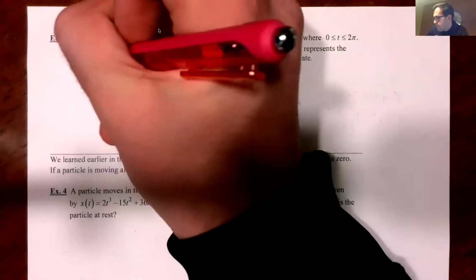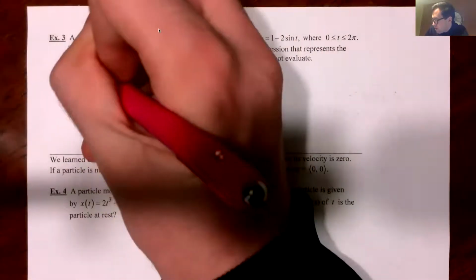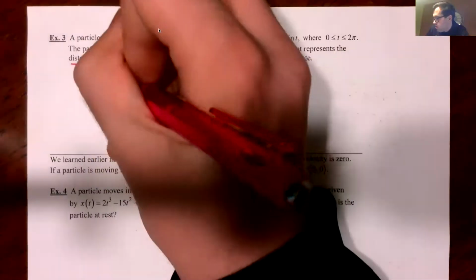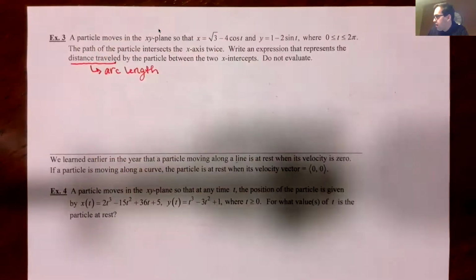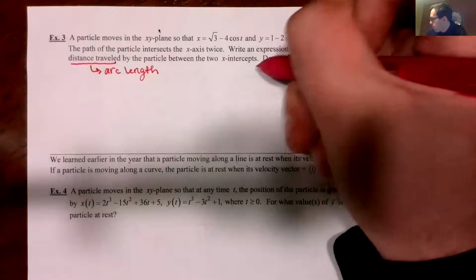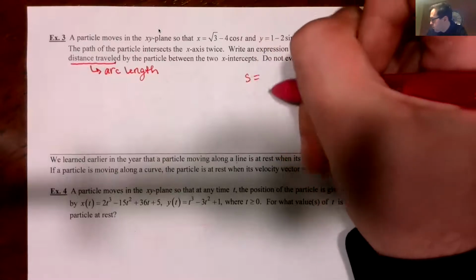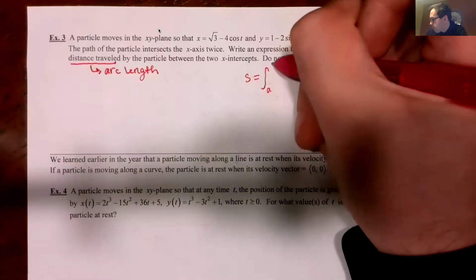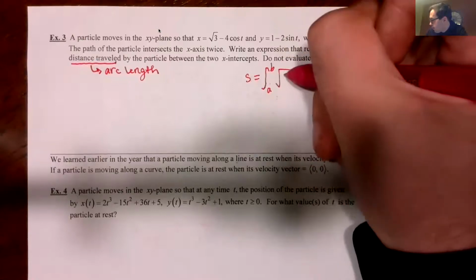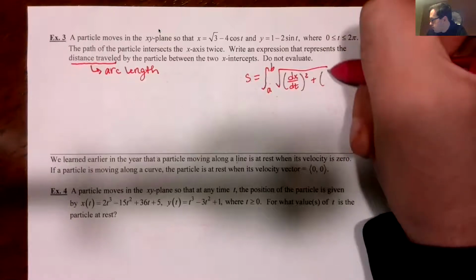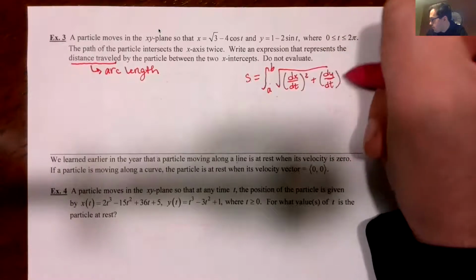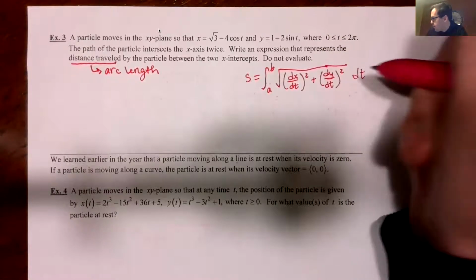Okay, so first of all, we need to know what we're looking for. We're trying to find the distance traveled. Like we said on that formula sheet, that's just another way of saying arc length. So we're going to want to fill in that arc length formula. I'm going to write that out real quick over here. We said S equals the integral from a to b of the square root of (dx/dt) squared plus (dy/dt) squared dt.